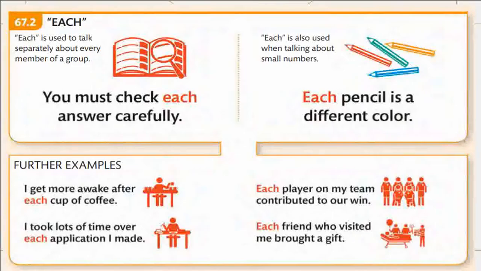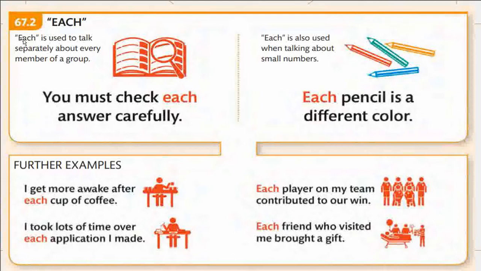Now, this pointer is very interesting. Please make a note of it. Each is used to talk separately about every member of a group. Now, think of a group where you have a number of people in that group. When you're talking about each person in that group and you are giving some information regarding each person, that means in singular but within the specified group.